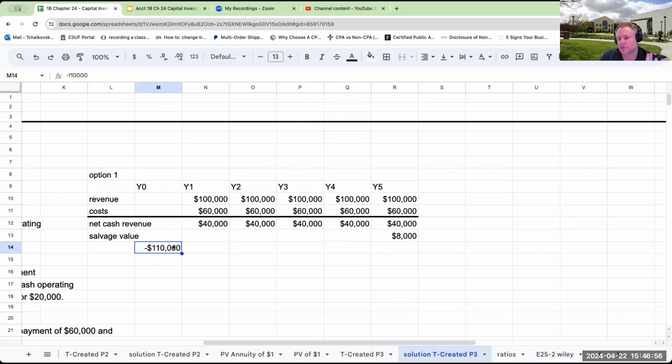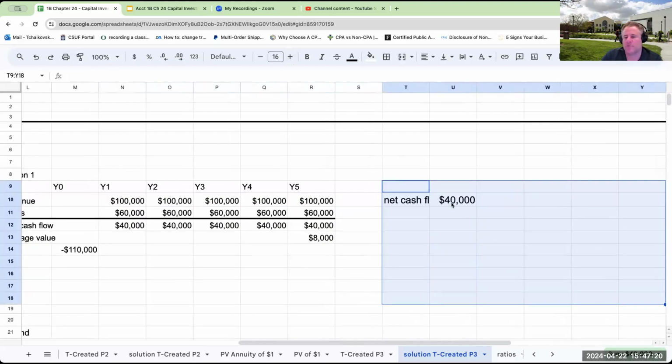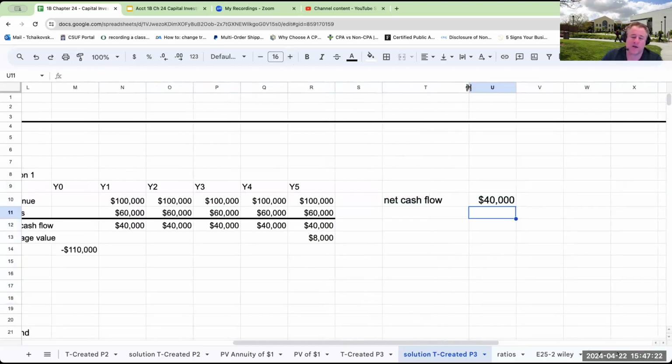So I'm going to need to compute the net present value. How do I do that? I'll call this the net cash flow. I'm going to take the net cash flow of $40,000. Now, I have two options in terms of how to bring this back. I could use present value of $1, but I would have to do it 5 times, or I can use present value of an ordinary annuity of $1.